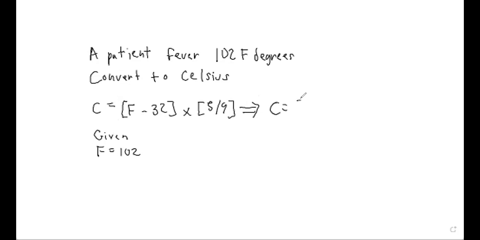C equals, here's where we plug in our value, 102 minus 32 times 5/9. And all we've done here is plug the value that they're giving us in the problem into the formula from the sheet. Okay, now we're going to go ahead and simplify.